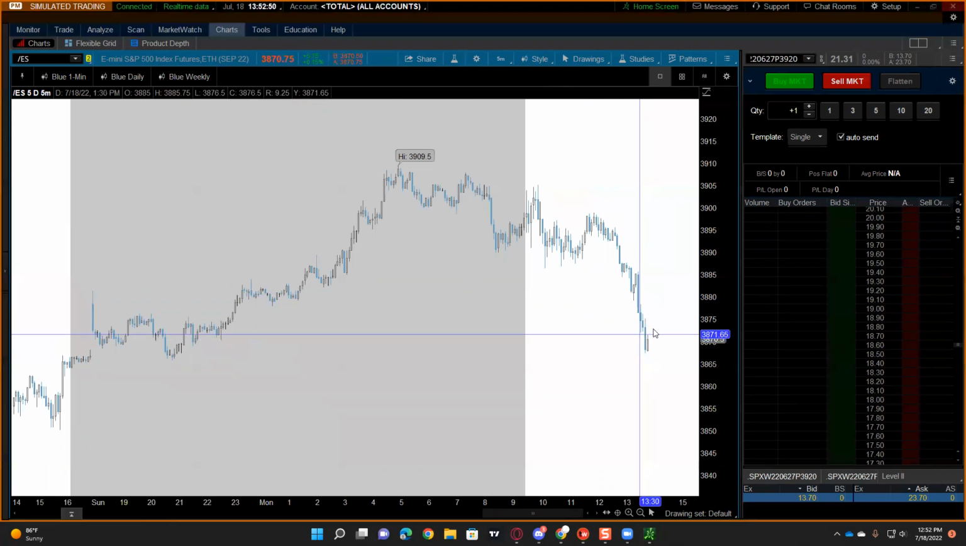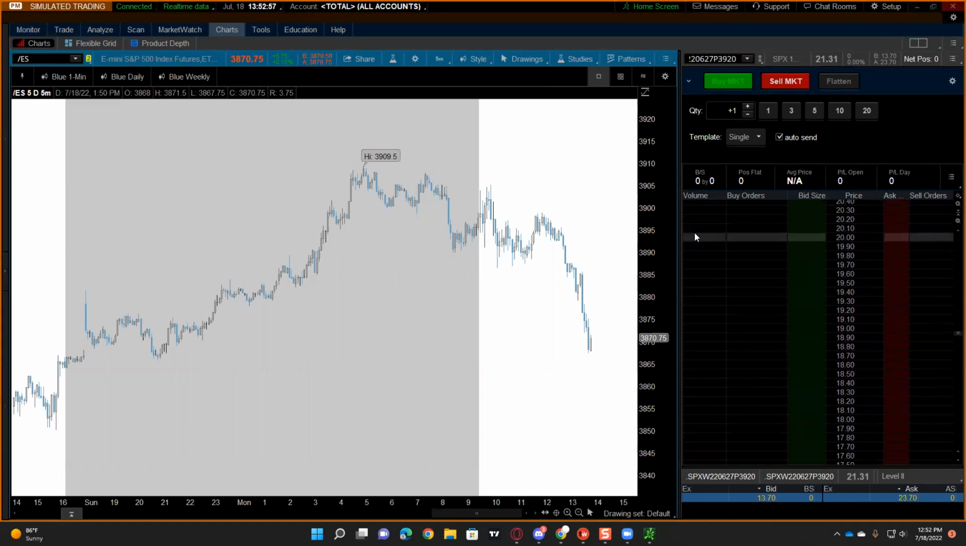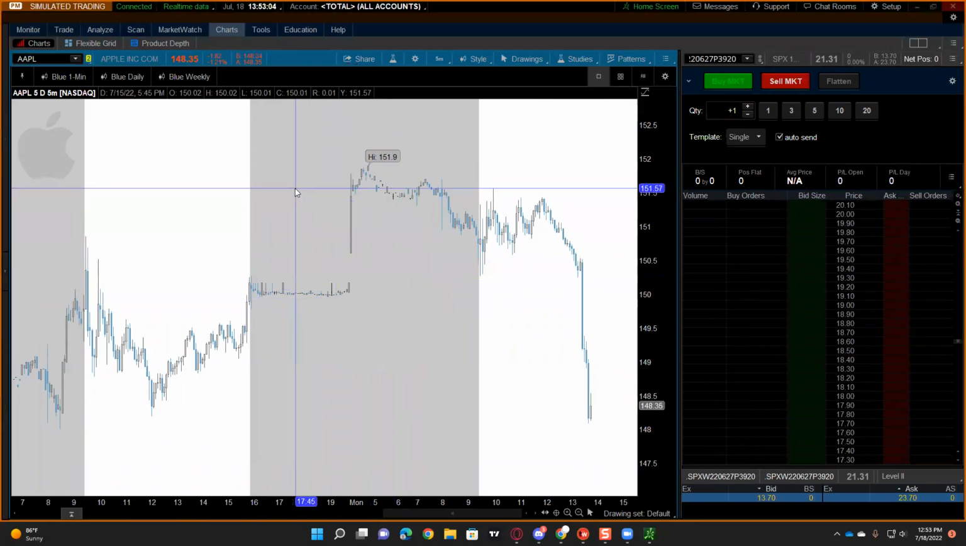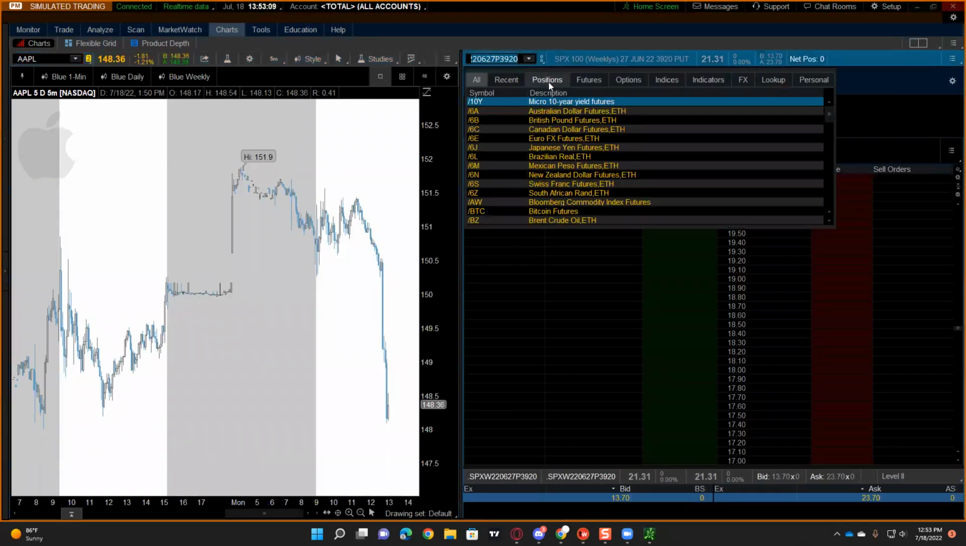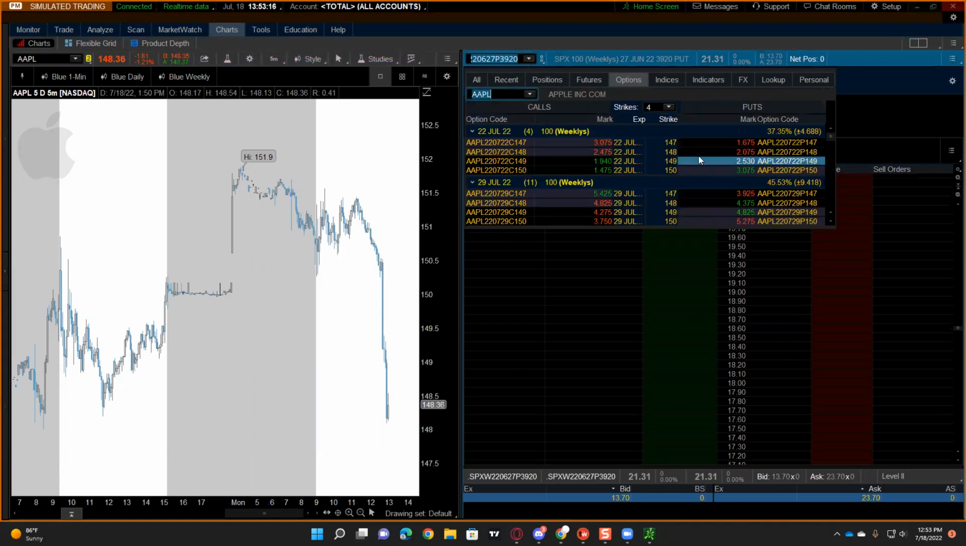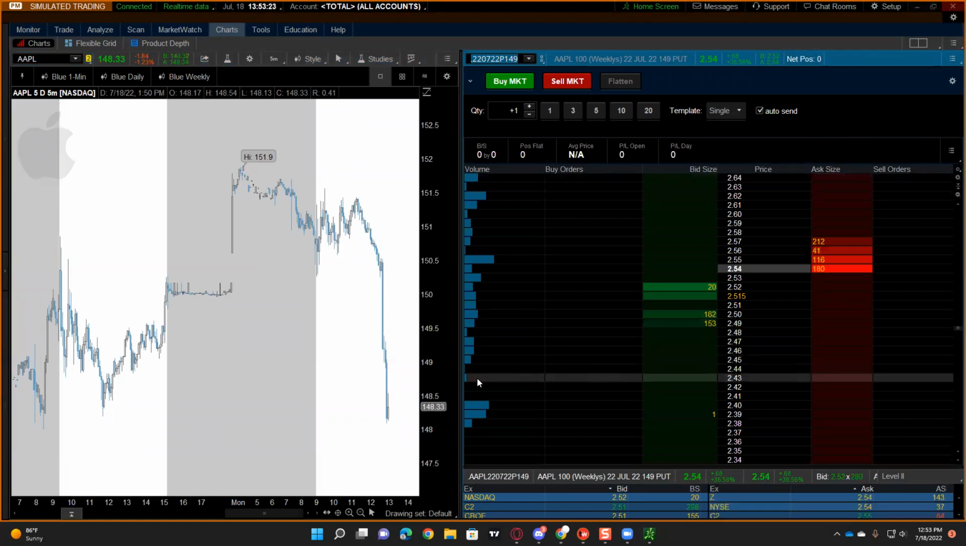All right, so I am on paper. When it comes to how you're going to trade, whether you're day trading or swing trading, you want to have a good idea in mind of what it is that you're focused on, right? Are you going to do stocks or options? So for an example, here's Apple, and I want to focus on Apple. Let's go with Apple puts, right? So we're going to go to options, type in Apple. We're going to pick the 149 puts, and now I've got those 149 puts loaded.